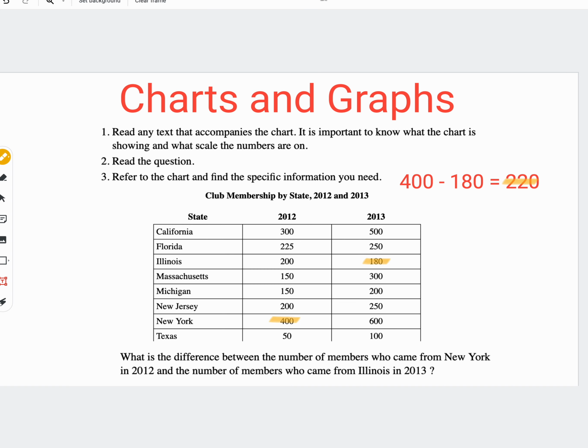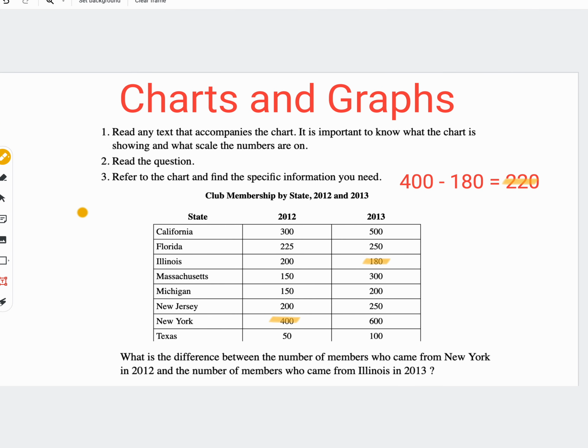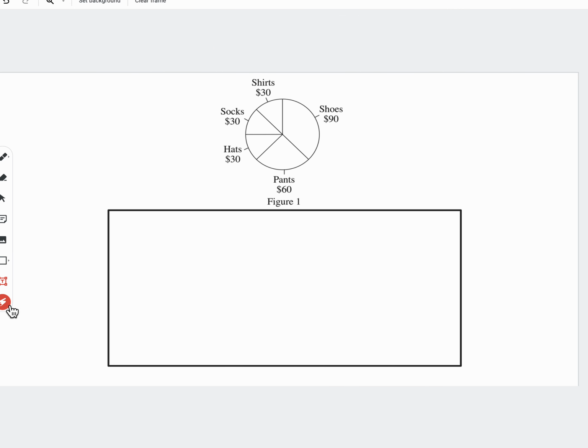Now let's take a look at a second graph. The graph will follow the same rule. We'll read any text that accompanies the graph. It's important to know what the graph is showing. We'll read the question and we'll refer to the graph to find the specific information that we need. Here we have a pie graph.